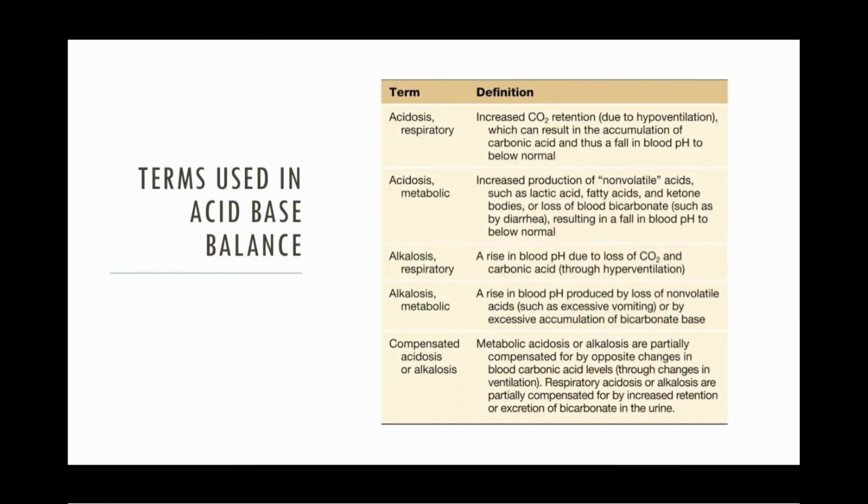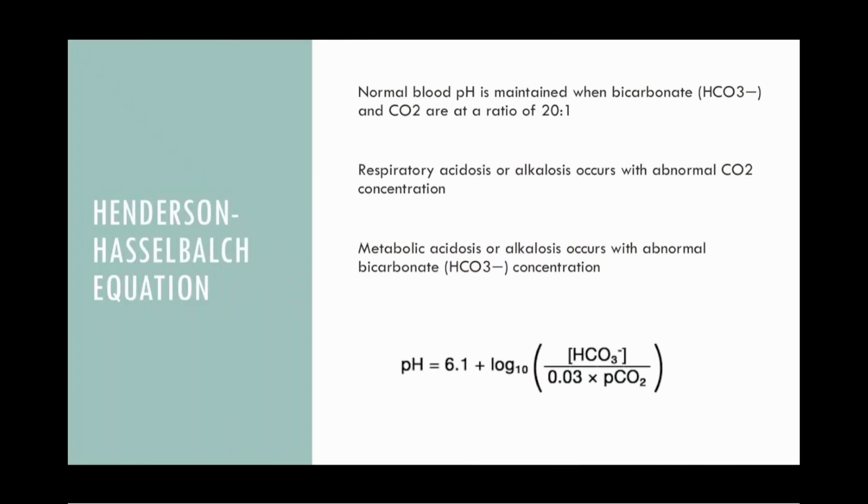This is just a review. Respiratory, metabolic acidosis. Don't worry about compensated yet. We're going to deal with that when it comes to the renal system and how we correct it. Here's the Henderson-Hasselbalch equation. You don't need to memorize it or use it. Just know that that's how we figure out the pH of the blood. And it's using bicarb and CO2 to do it. Makes sense because those are the two variables that we look at for metabolic or respiratory.